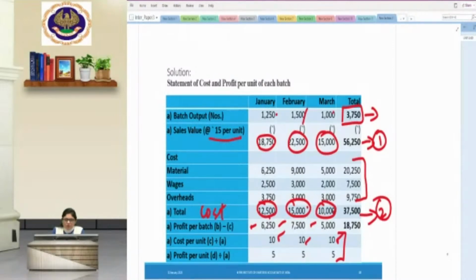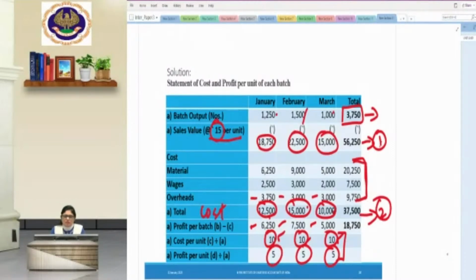So how will be the profit per unit? You can calculate. Selling price per unit is 15. Cost per unit is 10. So profit per unit is 5. Clear? So the total units, total sales given, this we have calculated. Overheads as per the absorption rate. We have got the total cost. So total sales minus total cost, and month-wise also sales minus cost. We have the total cost, the total profit, the cost per unit and profit per unit.